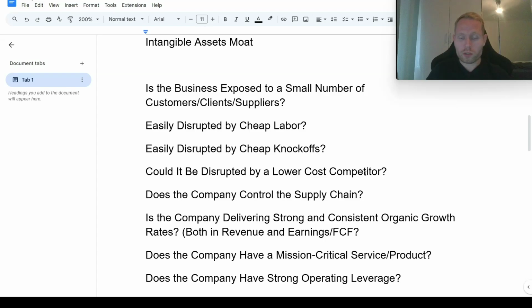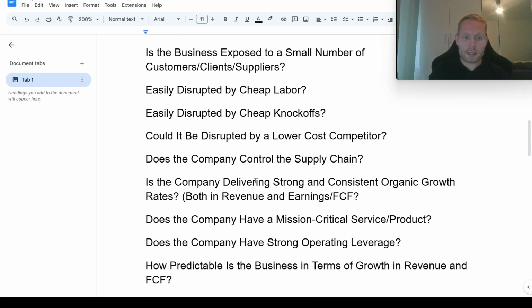Do they control the supply chain? How is the supply chain? We have to know that. And is the company delivering strong and consistent organic growth rates, both in revenue and earnings? Are they growing through acquisition, or are they growing organically by investing into R&D? This is something I like to know. Maybe you don't want to have that included. You want to have something else. It just depends on what you want to know about a company before pulling the trigger.